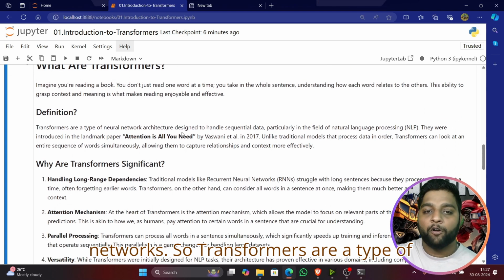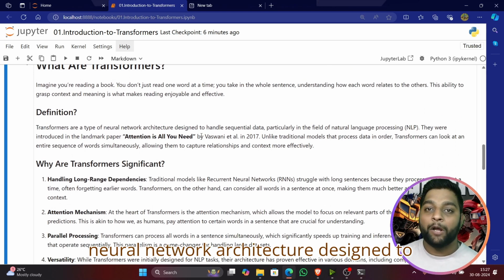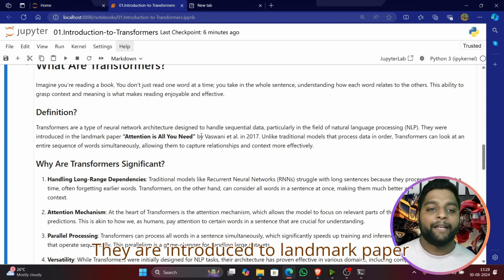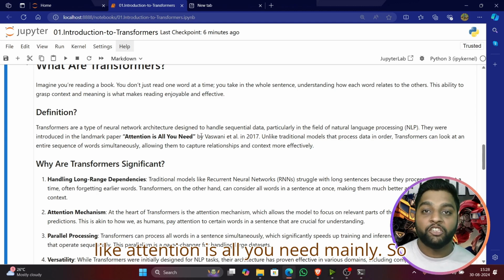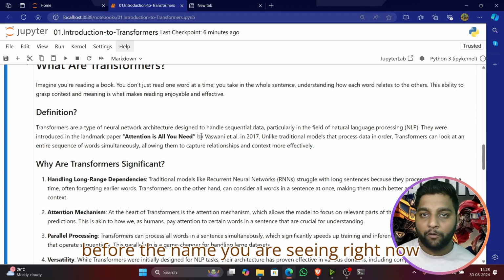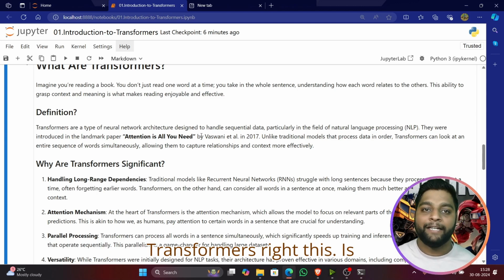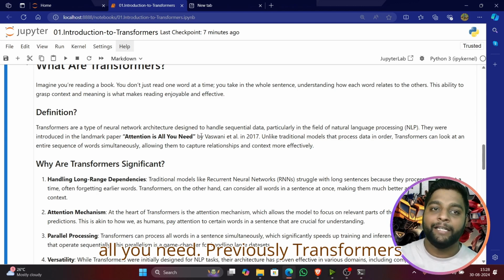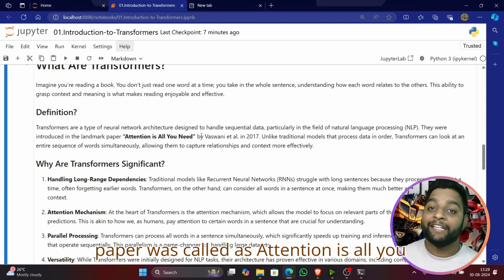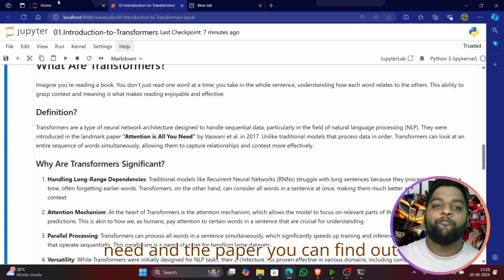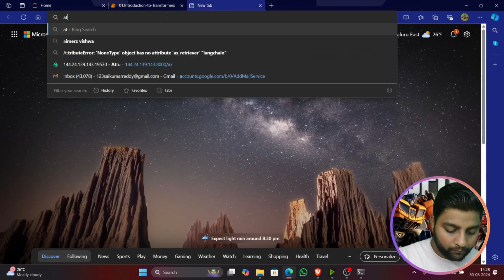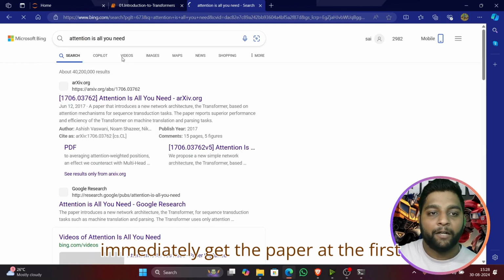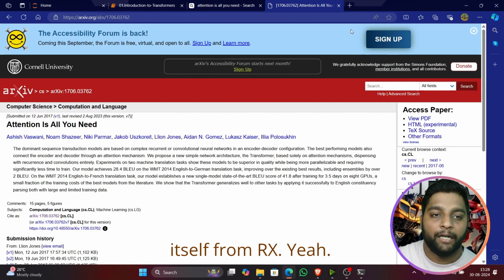So, the definition and type of neural network: Transformers are a type of neural network architecture designed to handle sequential data, particularly in the field of natural language processing. They were introduced in the landmark paper "Attention Is All You Need" mainly. So the name you are seeing right now, Transformers, is just the name given after "Attention Is All You Need". Previously, the Transformers paper was called "Attention Is All You Need", and you can find the paper easily if you just search for "Attention Is All You Need". You will immediately get the paper first from arXiv.